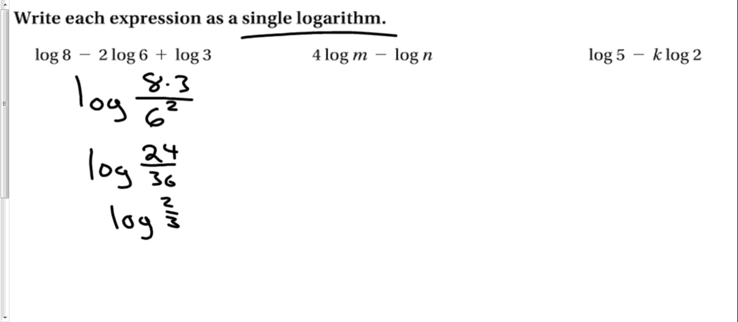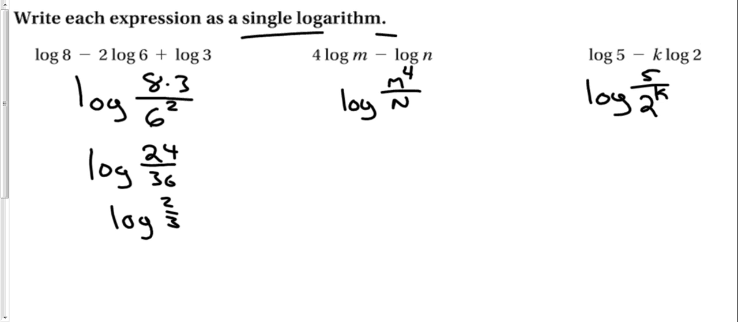The negative right there means quotient rule. So I take the 4, I bring it to an exponent, and I get log of m to the 4th power over n. That is the quotient rule and the product rule. And the last one, same thing, quotient rule and product rule, only this time it is log of 5 over, this is the base. The exponent goes over here. So it turns into 2 to the k power.